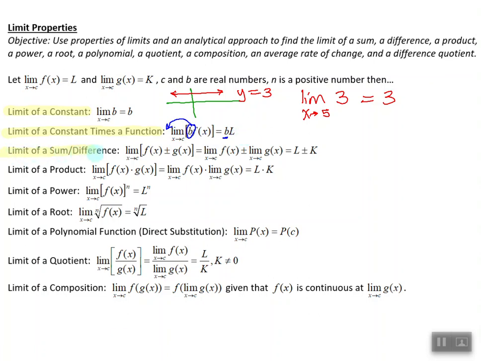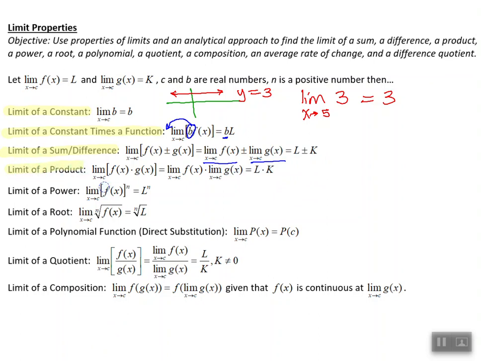The limit of a sum and difference is also used quite a bit. The limit as x approaches c of the sum or difference of two functions, f of x plus g of x, or f of x minus g of x, is equivalent to the limit as x approaches c of one of the functions, f of x, plus or minus the limit as x approaches c of the other function. We can think of it like we're just going to do one limit at a time and then add or subtract depending on what it says.